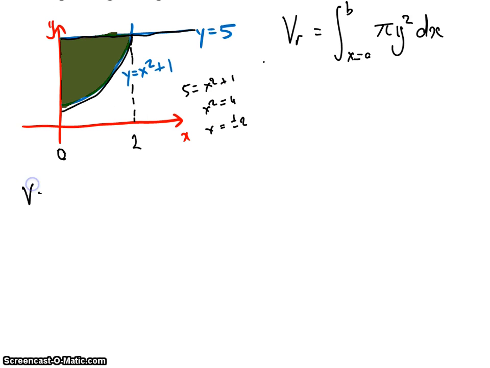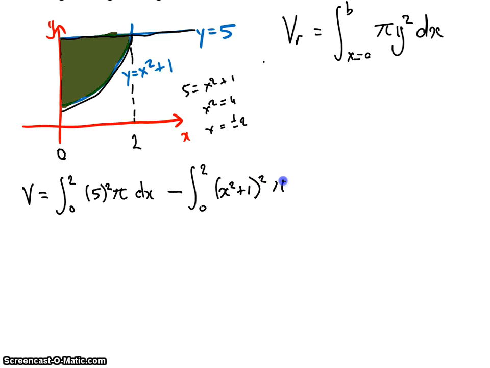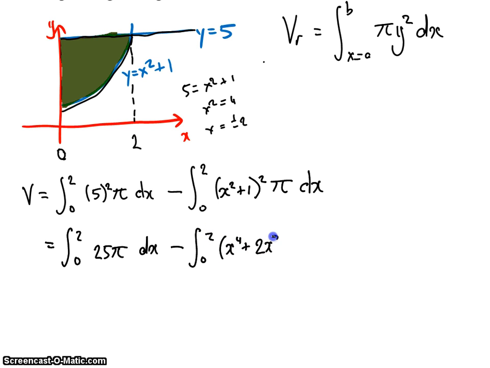So the volume we are after is equal to the integral from 0 to 2 of our big one, 5 squared pi dx, and then we subtract away the integral from 0 to 2 of, and then we use this one, the x squared plus 1 squared pi, again with respect to x. So what is that going to be? This is the integral from 0 to 2 of 25 pi dx minus the integral from 0 to 2 of x to the 4 plus 2x squared plus 1 pi dx.